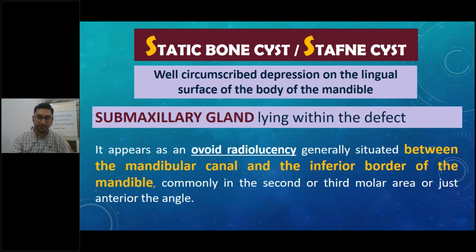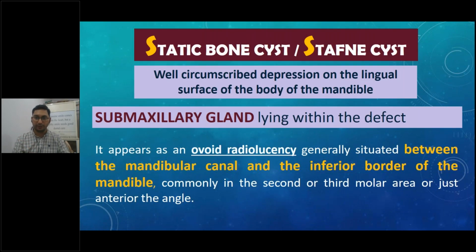What is it basically? When we see a radiograph or OPG of a patient, radiographically we see a well circumscribed depression, or radiolucency, on the body of the mandible, right? And what it actually is, is a depression on the lingual side of the body of the mandible where the submaxillary gland, basically the submandibular gland, is present in that depression on the lingual surface of the body of the mandible.